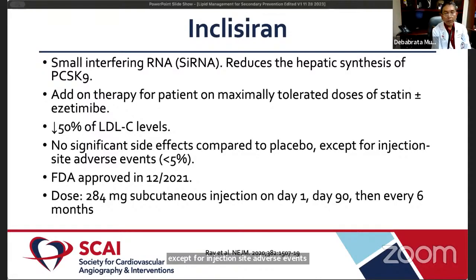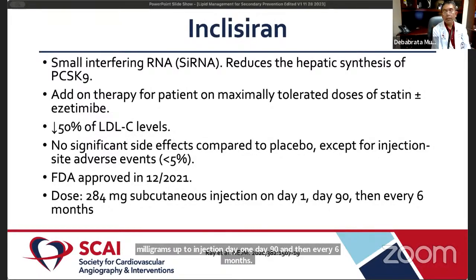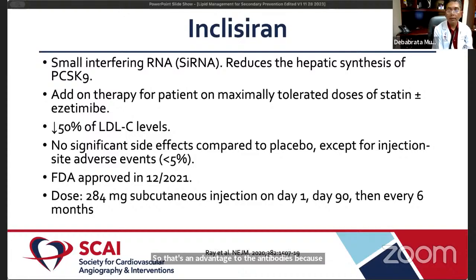It was approved about 2 years ago. And the dose is 284 milligrams subcutaneous injection on day 1, day 90, and then every 6 months. So that's an advantage over the antibodies because the injections are less frequent. Next slide, please.